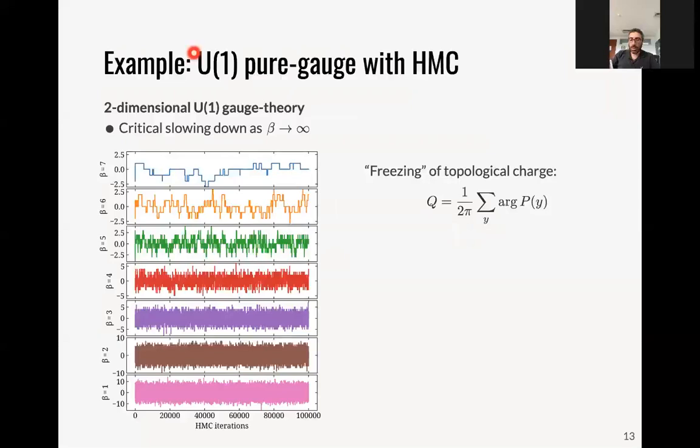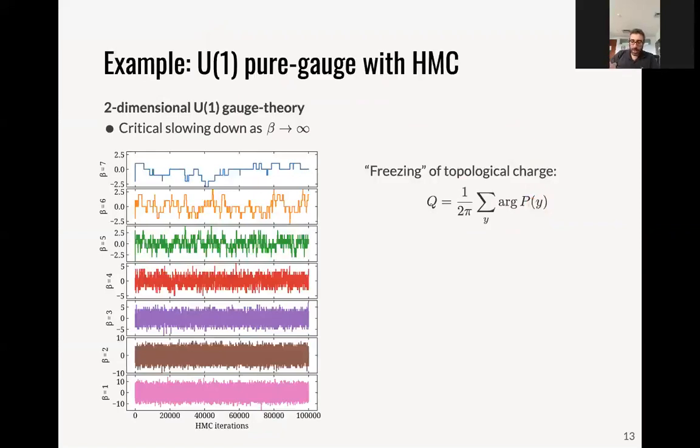So where you have U1 fields, right? Two-dimensional U1 fields is similar to the exercise we did yesterday, but you just have gauge fields now. It's pure gauge, and then you have the plaquette action, and then the topological charge that can be defined in this way as the argument of the plaquette. So basically the angle in the plaquette, right?